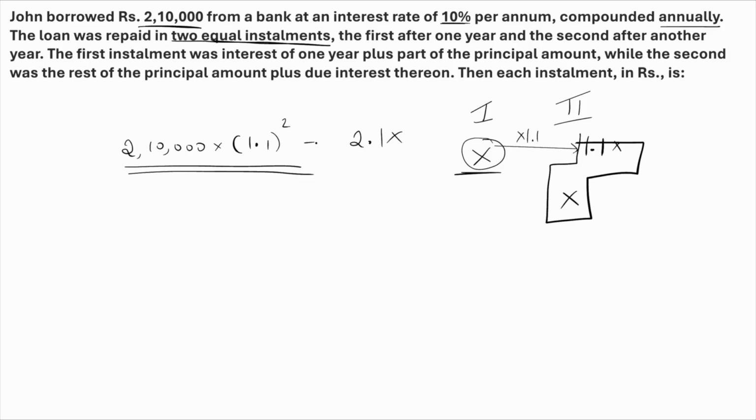Directly solving this, you get the value of each installment x. 2.1 and 2.1 cancels. I'll get 1 lakh here. 1 lakh into 1.1 square is the value of each installment x. 1.1 square is 1.21 into 1 lakh is 1,21,000. So the value of each installment is rupees 1,21,000. The answer to our question.